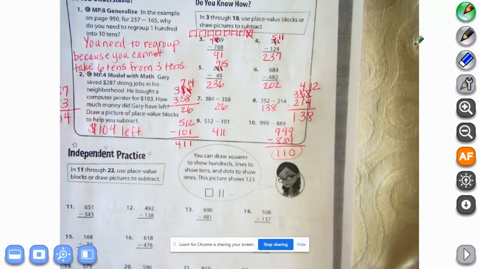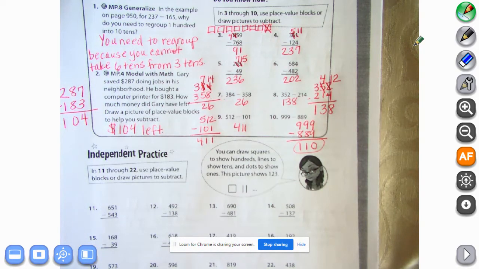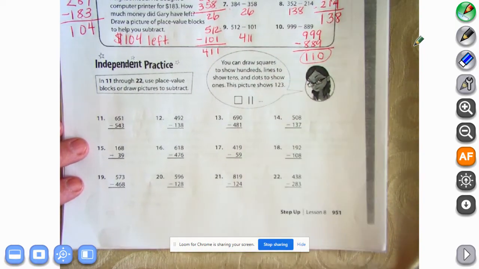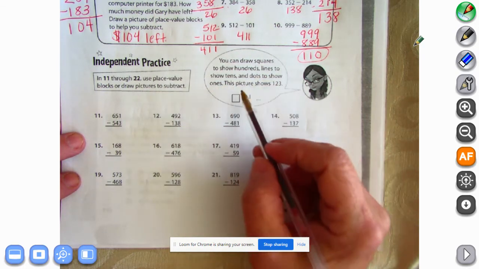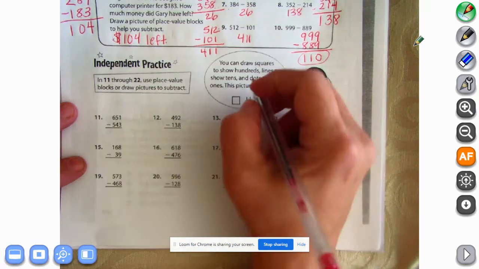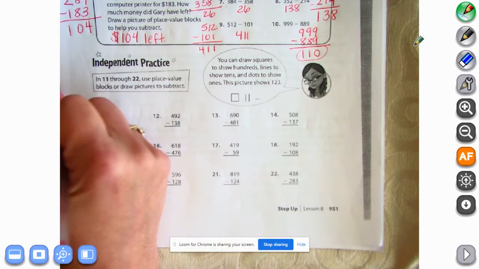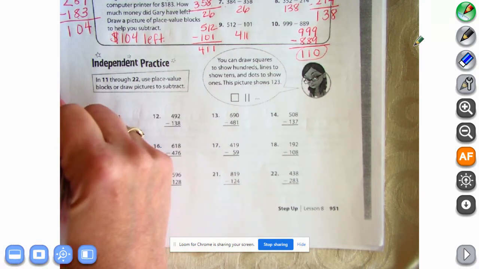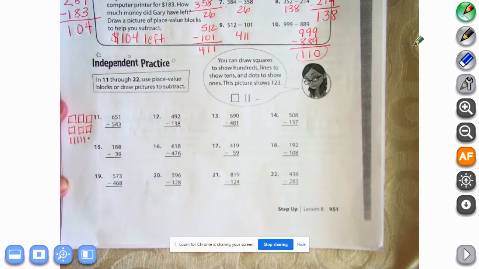Okay, so please push pause right now if you need to get any of this done on the top here. Okay, and we're going to go to the bottom. And you can draw squares to show hundreds, lines to show tens, and dots to show ones. This picture shows 123. So what they mean is for 600, I can draw 600 boxes. And I can draw 5 lines to stand for the tens, and then a dot to stand for my 1.